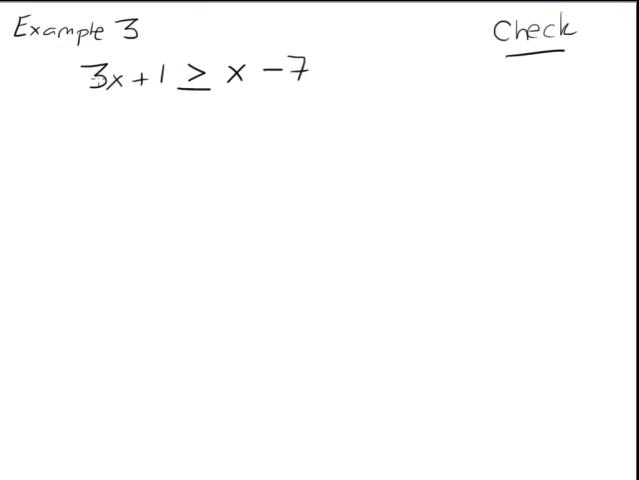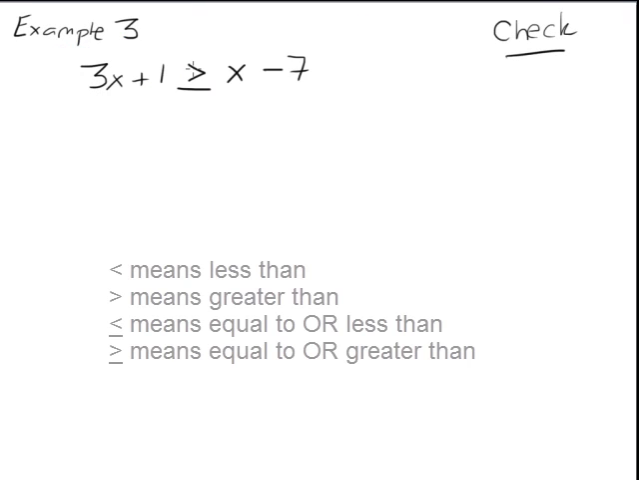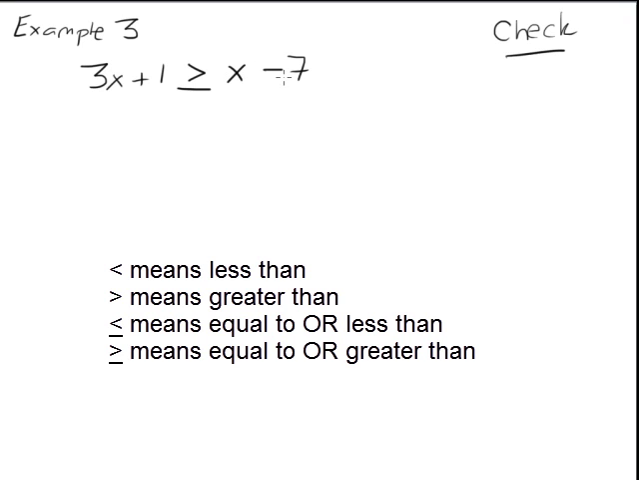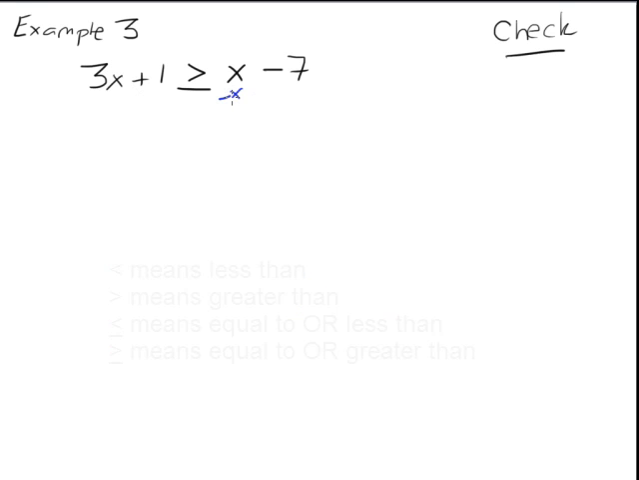Alright, so here I have 3x plus 1 is greater than or equal to x minus 7. So first I have to figure out what x is. So letters on the left, numbers on the right. So I'm going to bring over this x over here. So I'm going to have minus x here, minus x here. I'm going to be left with 2x plus 1 greater than or equal to negative 7.